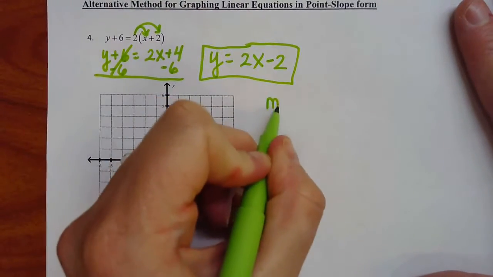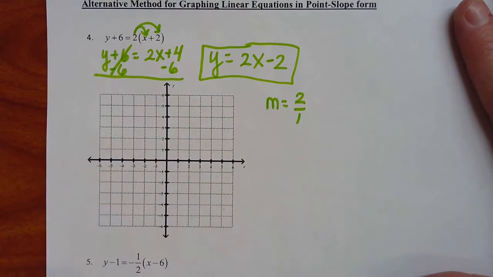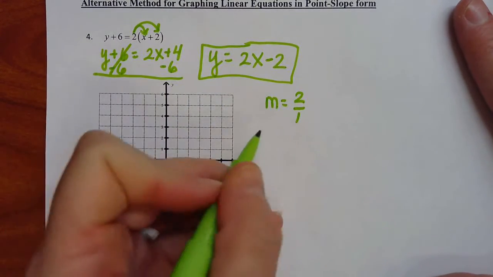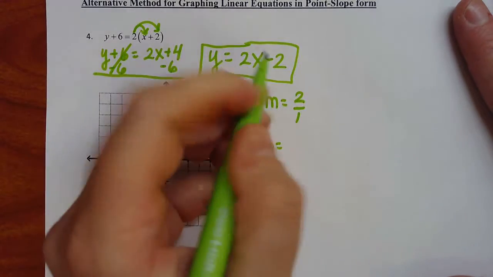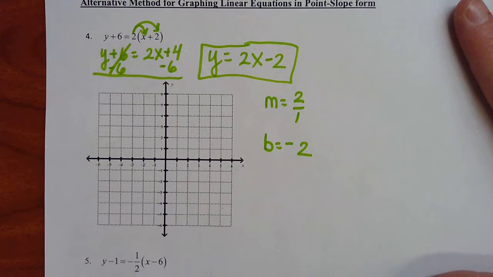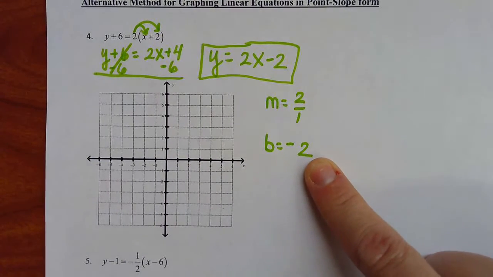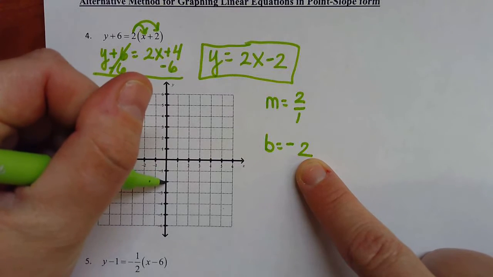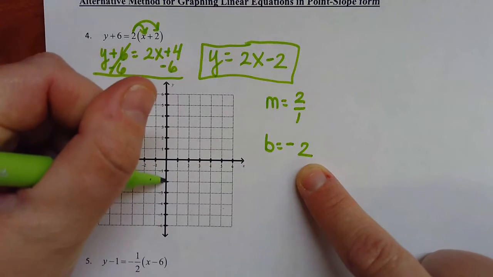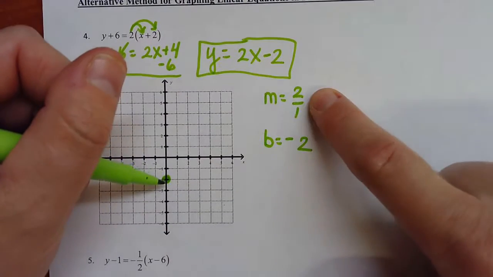This has a slope, whatever's in front of x is 2, which is 2 over 1. Slope you want to have written as a fraction. And then your y-intercept is whatever's being added or subtracted on the end, which in this case is a negative 2. So to graph it, start with b because that's where you begin. So from 0, 0, you go down to negative 2, put a dot. There's your y-intercept.